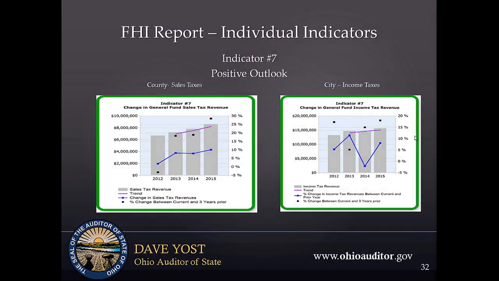Again, let's look at the graphs for indicator 7. For a positive outlook, we have a representation of a county and a city, the county with the sales tax and the city with the income tax. The gray bars represent either the sales tax revenue or the income tax revenue. The purple line, again, represents the trend. The blue dots and line indicate the change from current to prior year, and the black square indicates the change between the current and 3 years ago. In both examples, you can see that the tax revenue is increasing, the sales tax revenue or the income tax revenue. So these are both positive outlook graphs.